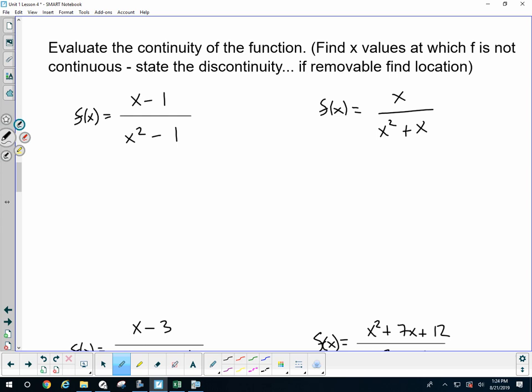Factoring difference of squares. Remember, a squared minus b squared factors to a plus b times a minus b. X squared minus 1 factors to x plus 1, x minus 1. Where do I have discontinuities? You're first going to be looking at when our denominator equals 0. I know at -1 and at 1, if I plugged both of those values in, I would get 0 in my denominator.